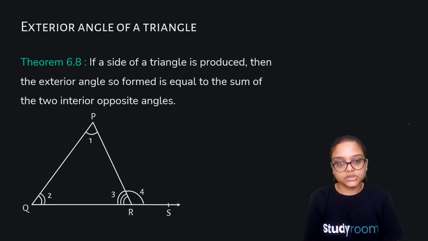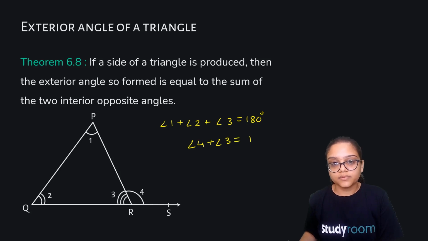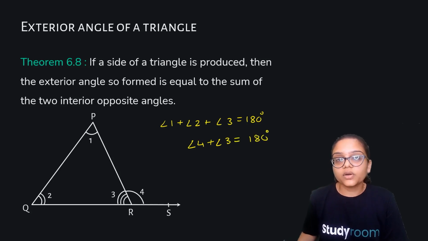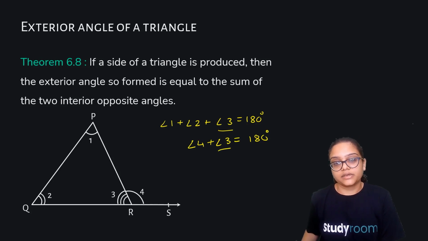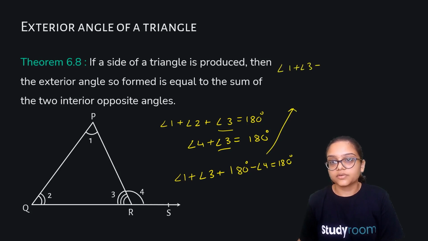Now, how? Just think. We have proved angle 1 plus angle 2 plus angle 3 is equal to 180 degrees. Now just think of this line and these angles. They are forming adjacent angles on a linear pair. So by the linear pair axiom we know that angle 4 plus angle 3 is equal to 180 degrees. What we're going to do is replace this 3 by this 3. So in the equation we will write it as minus angle 4 equal to 180 degrees. So we derive the solution: angle 1 plus angle 3 is equal to angle 4.